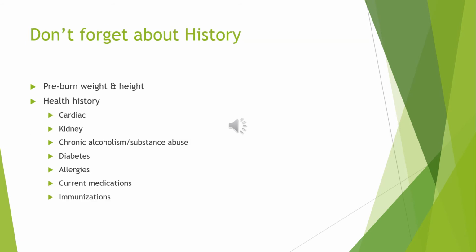And we can't forget about the history. So we need to know about the pre-burn weight and height. Health history, we need to address cardiac, kidney, chronic alcohol or substance abuse, diabetes, any allergies the patient may have, current or home medications that they're on, and then immunizations, specifically the tetanus. And if vaccinations are unknown, then the hypertet, or tetanus immunoglobulin, will need to be given.